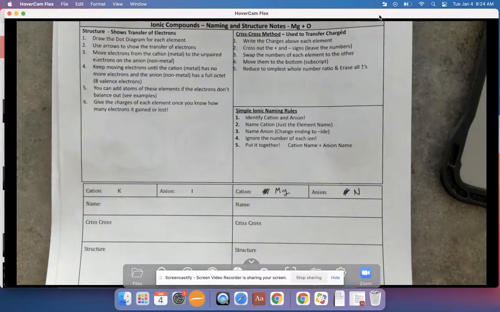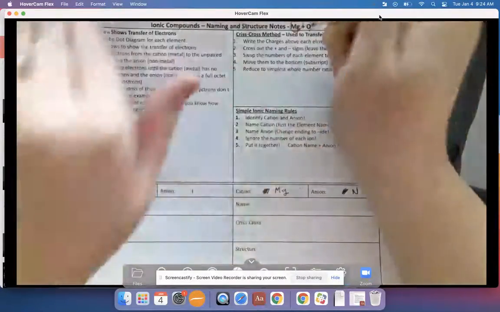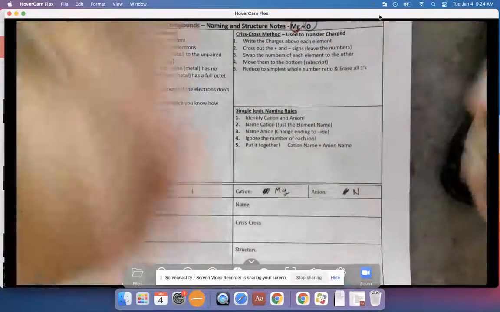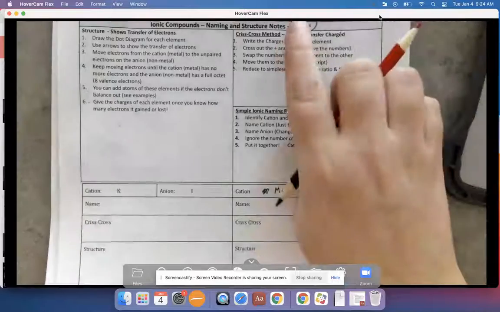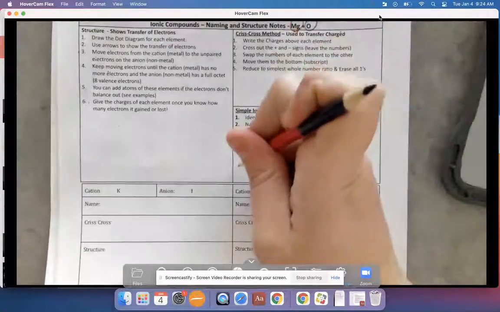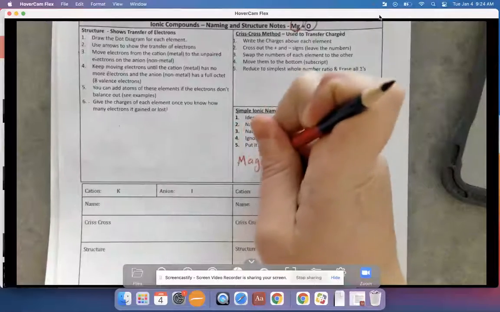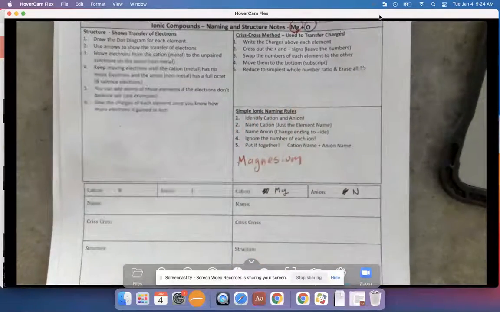So the first thing is we're going to look at this first example, which has Mg, which is our metal, and O, which is our non-metal. Now, when we're naming ionic compounds, we always name the first element, the metal, just its normal name. So I'm going to start by just naming it magnesium. If you don't know the name of an element, you can look on the periodic table.